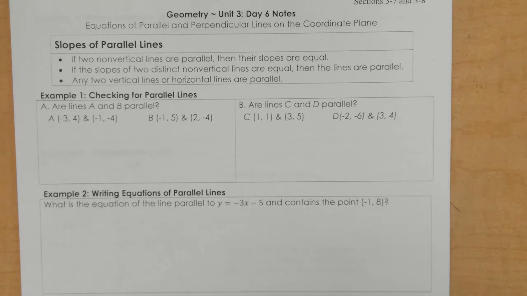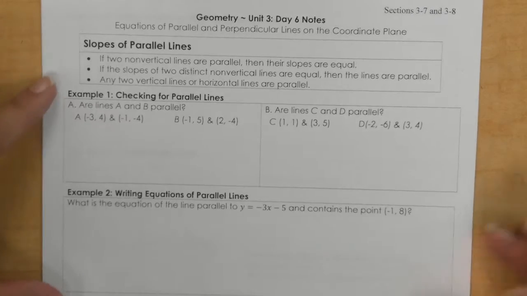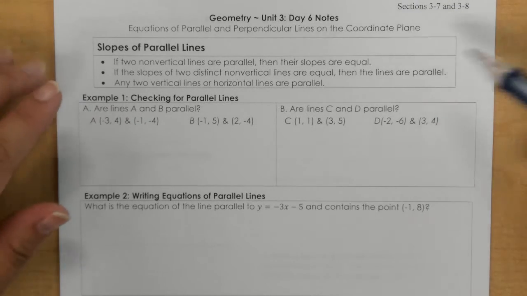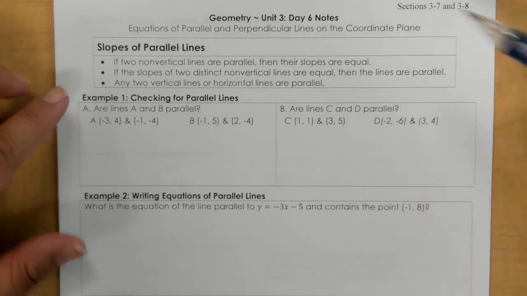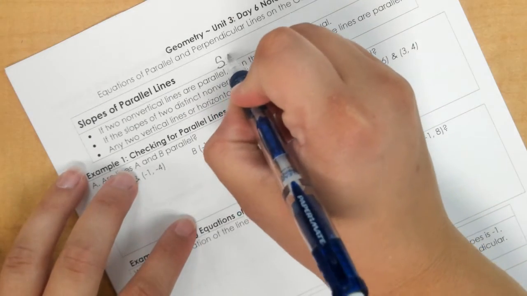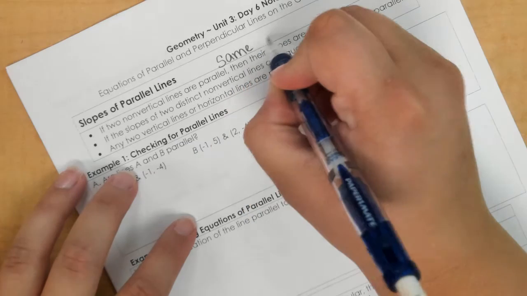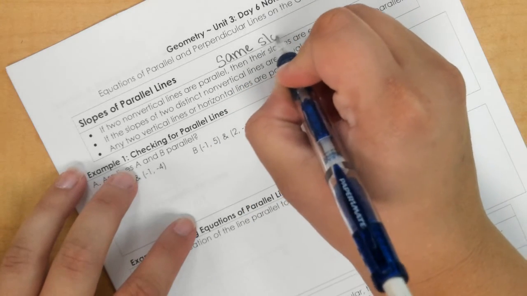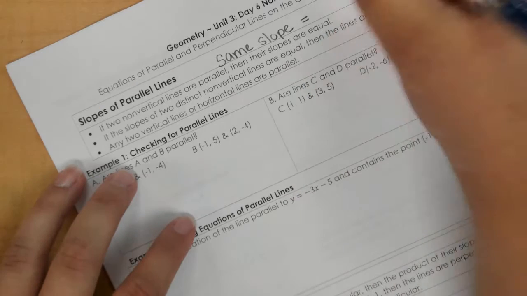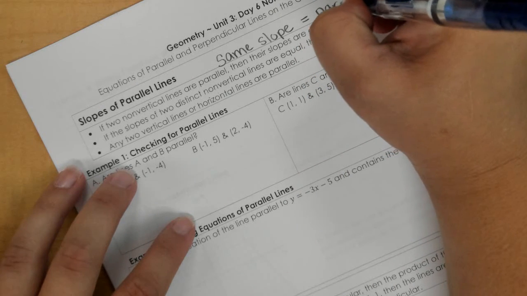For Unit 3, Day 6 notes, we're talking about slopes of parallel and perpendicular lines on a coordinate plane. So for slopes of parallel lines, I gave you some 3 bulleted points here. The big idea is that when you have 2 different slopes, you're comparing them to see if they are the same. If they are the same slope, that means they are parallel lines.